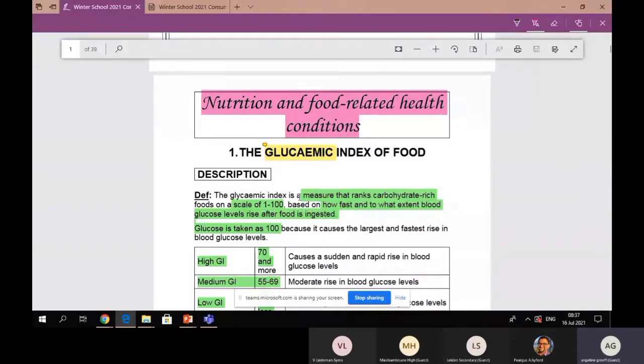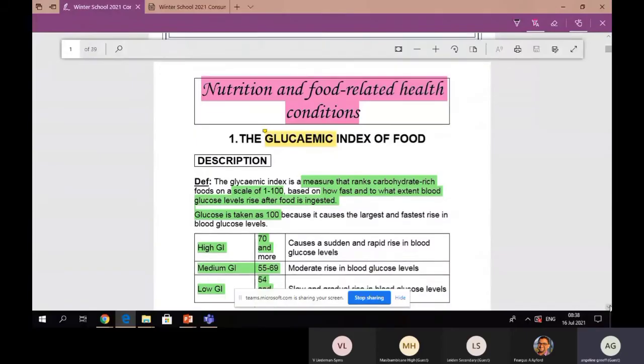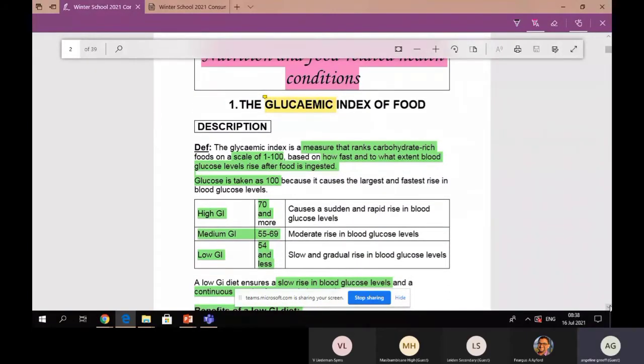When we have a look at the glycemic index of food, or the GI in short, it is a measure that ranks carbohydrate-rich foods on a scale of 1 to 100. And what does it measure? It's based on how fast and to what extent glucose levels rise after food is ingested. So when we look at the glycemic index of food, you're going to see that we look at different levels: high GI, medium GI, low GI. These are the different types that we get.